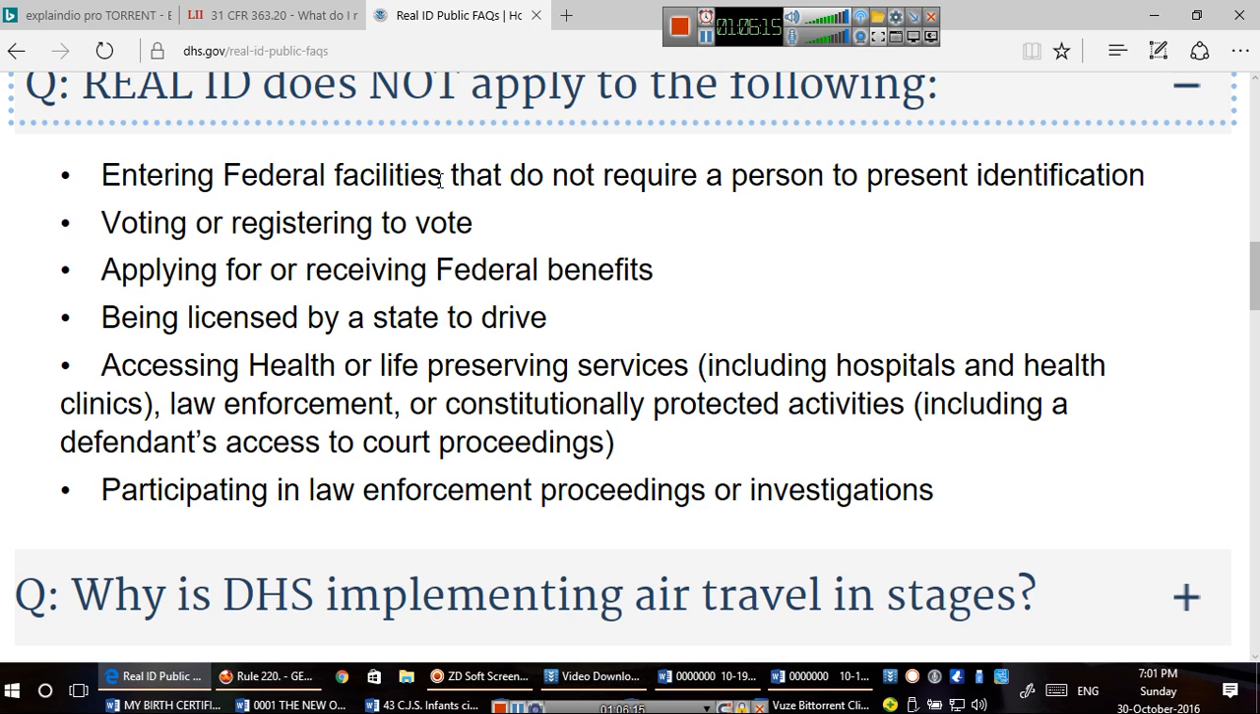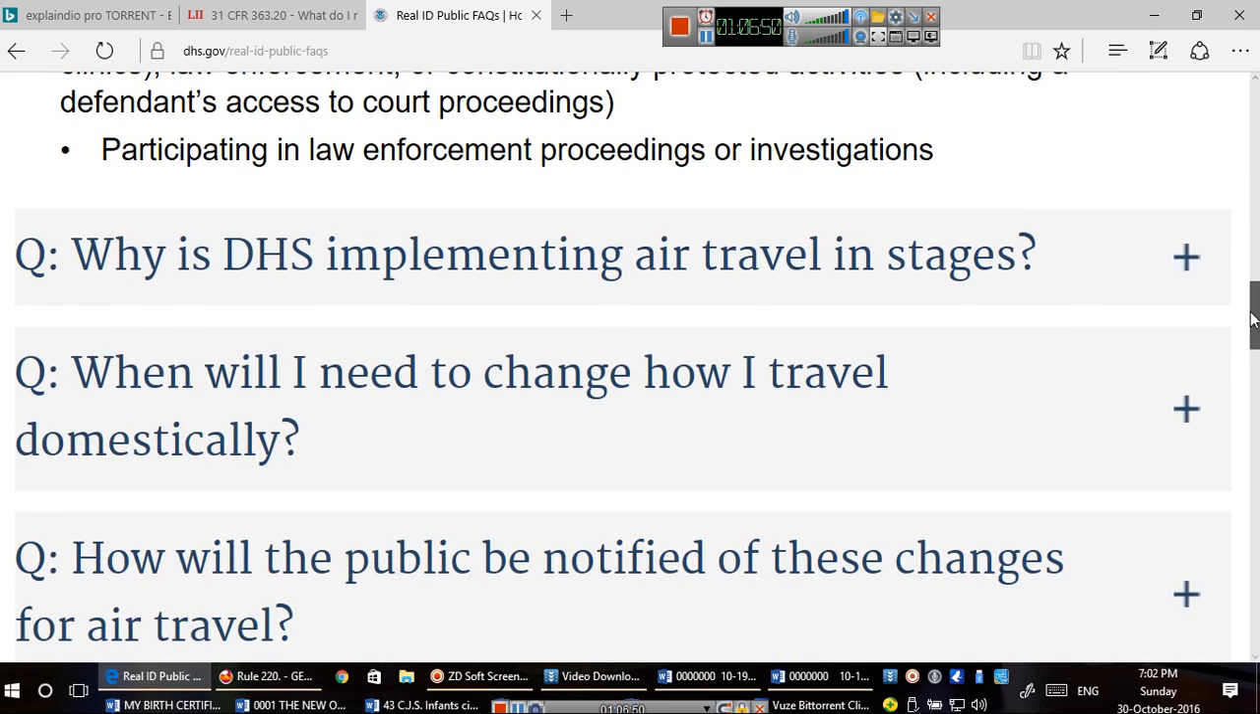Alright, let's go. Entering federal facilities that do not require a person to present identification, voting and registration to vote, registering to vote, applying or receiving federal benefits, being licensed by a state to drive, accessing health or life preserving services, including hospitals and health clinics, law enforcement, and constitutionally protected activities, including defendants' access to the court proceedings, participating in law enforcement proceedings or investigation. Okay, so, good.